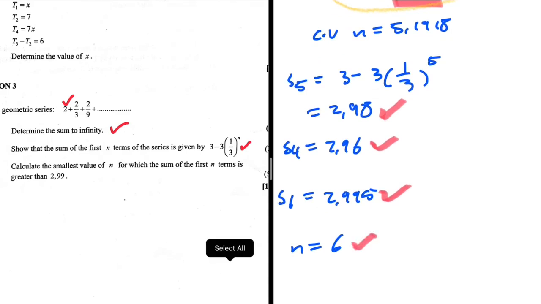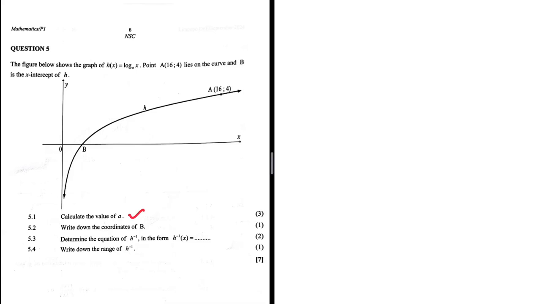Here we go. So the figure below shows the graph of h of x, which is said to be equal to log of x base a. Point A lies on the curve and B is the x-intercept of h. The first question, 5.1, we are supposed to calculate the value of a.